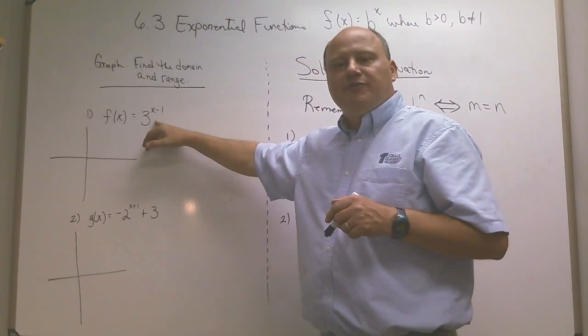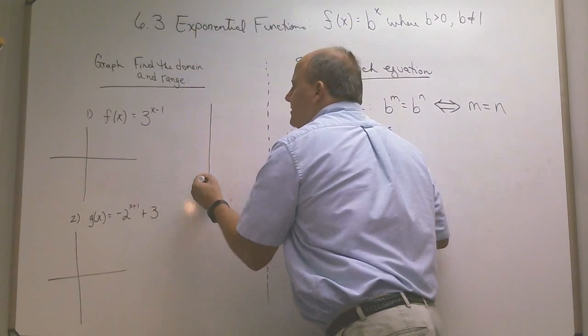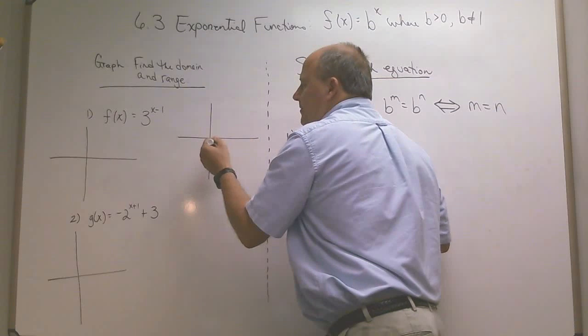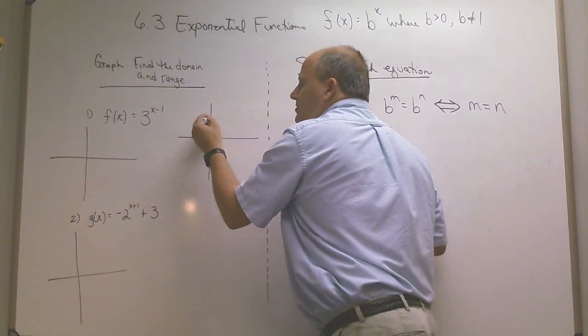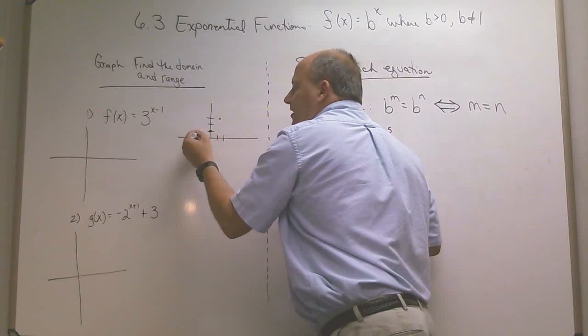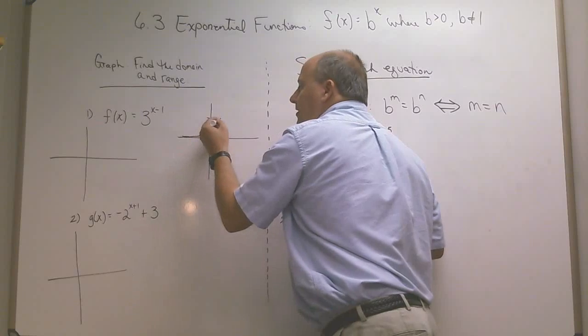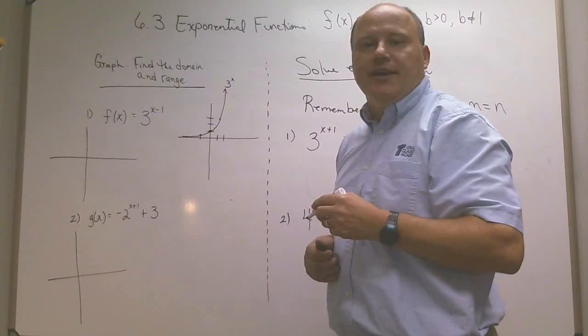Now, this is kind of like transformations. And if you remember, 3 to the x looks like this. We talked about this last time. You put 3 to the 0 in, that's 1. 3 to the first is 3. 3 to the second up here is 9. 3 to the negative 1 is 1/3. So this graph here is 3 to the x.